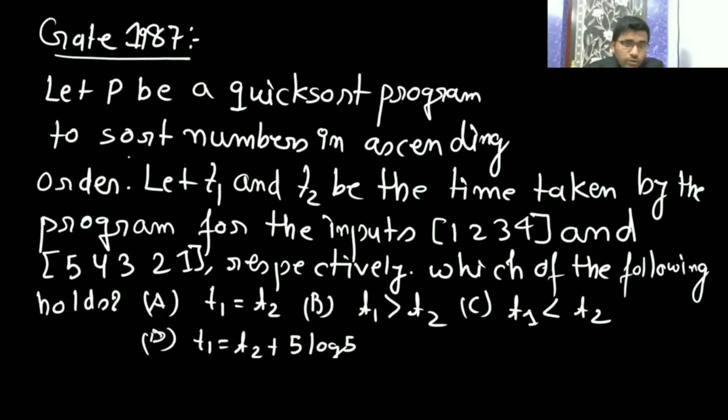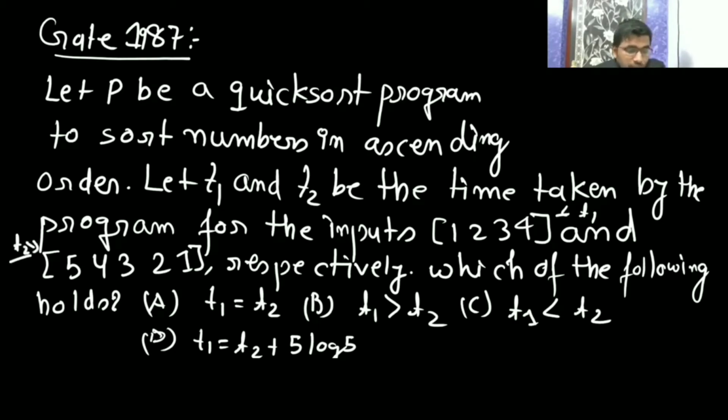Let P be a quick sort to sort n numbers in ascending order. Okay, you are going to apply quick sort in ascending order. So let T1 and T2 be the time taken by the program for input 1 2 3 4, which is in ascending order, and the other in descending order, respectively. Which of the following correctly holds? T1 is the time taken by the program for the first input, and for the second it is going to be T2.